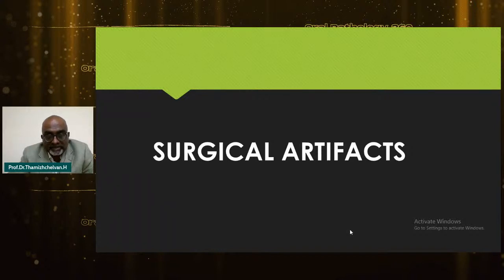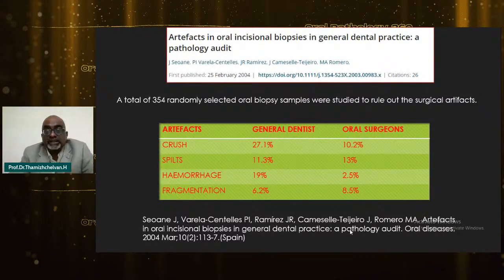The surgical artifacts might start from pre-fixation also. When surgeons do a biopsy, they normally try to put it immediately into formalin. Before going to that, I just want to show this article which was done in Spain. They found the artifacts happening in incisional biopsies in general dental practice. They did a very serious pathological audit, with more than 450 biopsies, about 177 samples from surgeons and 177 from general practitioners, to rule out the surgical artifacts. The majority artifact from the surgical aspect was crush, from holding the tissues and taking them with pressure, of which dentists had 27% and surgeons had 10%, and the least was fragmentation. That was quite an interesting article.